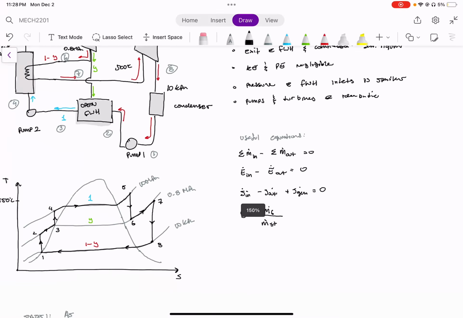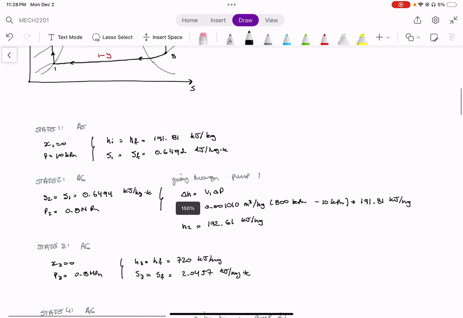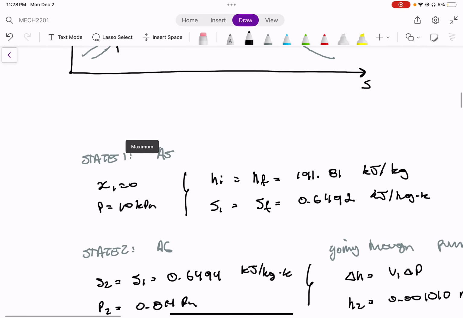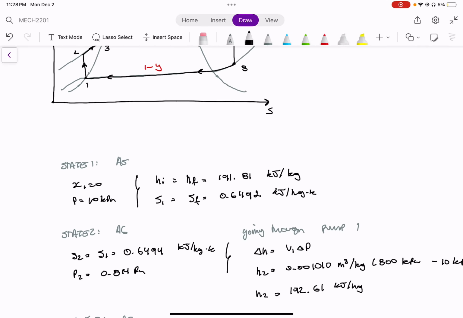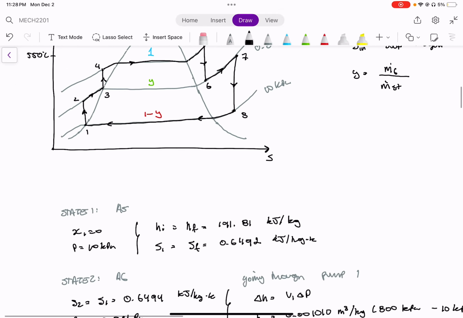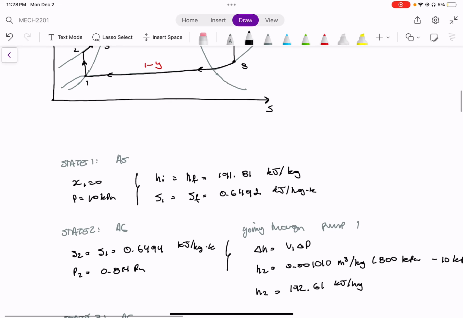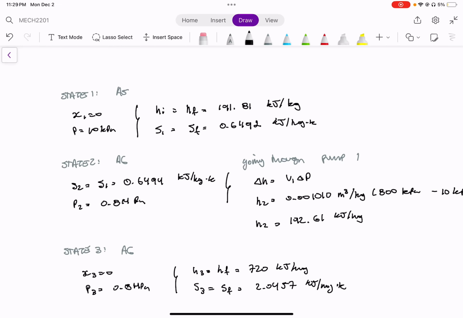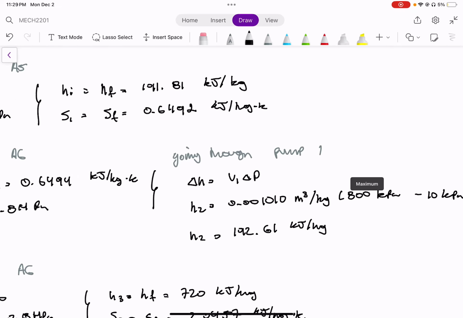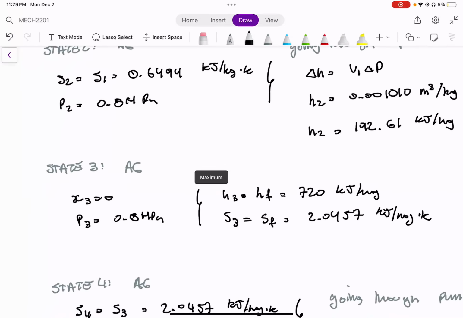adiabatic. These are some of the useful equations that we're going to be using, and here we use table A5 with x equals 0 and then P equals 10. We're using this chart to find all the S's and H's for the entire system. So here we're finding it on table A5. Here, we're using table A6, so it's going through the pump. So we're going to use this formula right here.